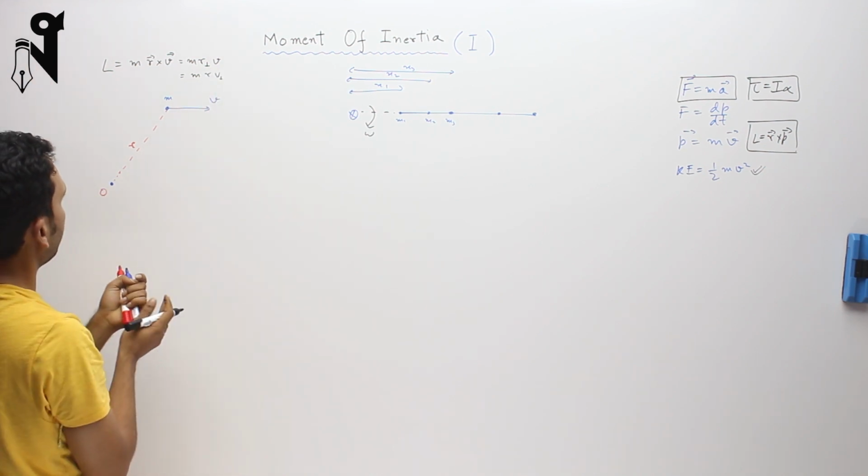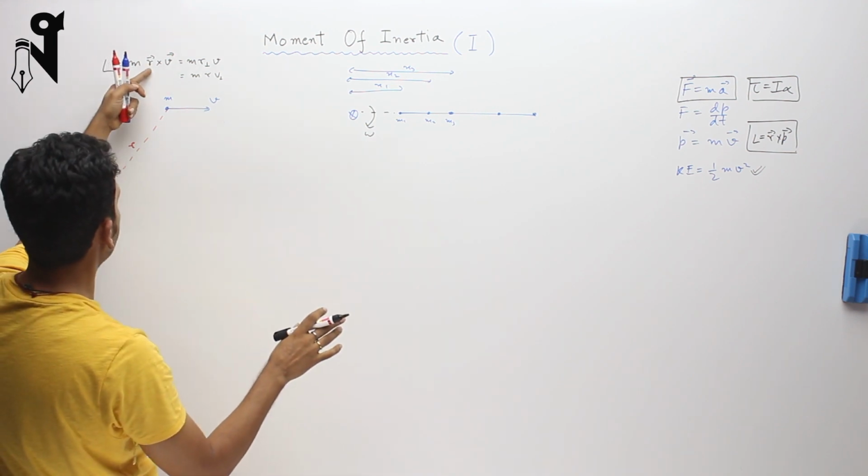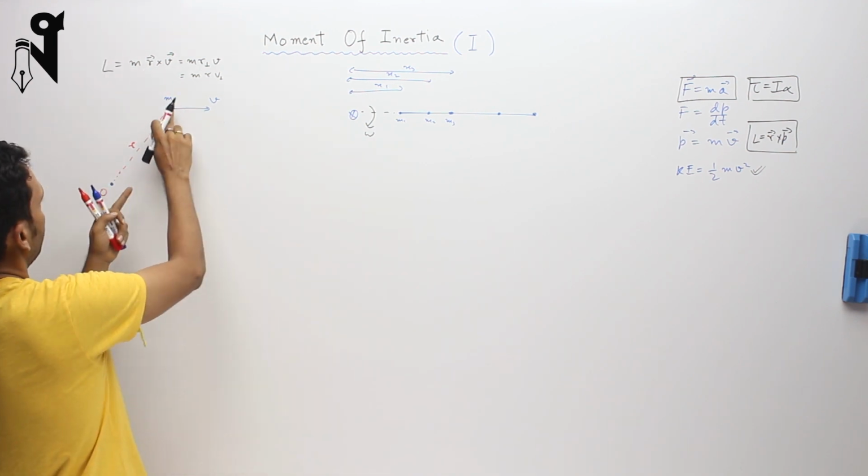Now what do I mean by that? We are doing a simple cross product. Before we do that cross product, we need to know whether this r is from O to the mass or mass to O.